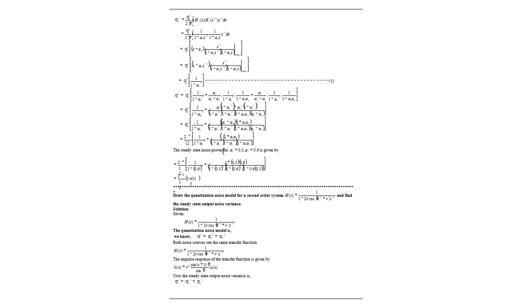H(z) is given, and the impulse response of the transfer function is given by h(n) = r^n sin((n + 1) theta) / sin theta into u(n). So now the steady state output is sigma naught squared = sigma naught 1 squared plus sigma naught 2 squared.